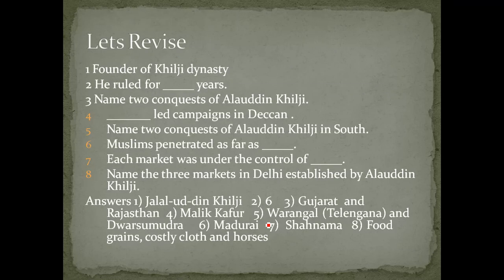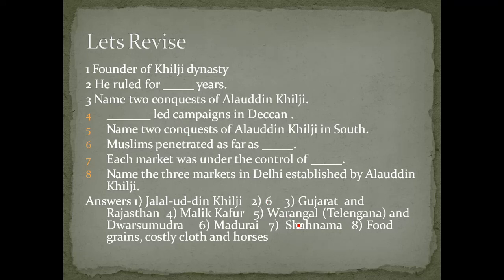Now, this is my favorite section where I feel that if you have listened to the slide carefully, you should be able to answer this. Who was the founder of the Khilji Dynasty? Jalal-ud-din Khilji. He ruled for dash years, 6 years. Name the two conquests of Alauddin Khilji: Gujarat and Rajasthan. Dash led campaigns in Deccan: Malik Kafur, the trusted commander of Alauddin Khilji. Name the two conquests of Alauddin Khilji in the south.